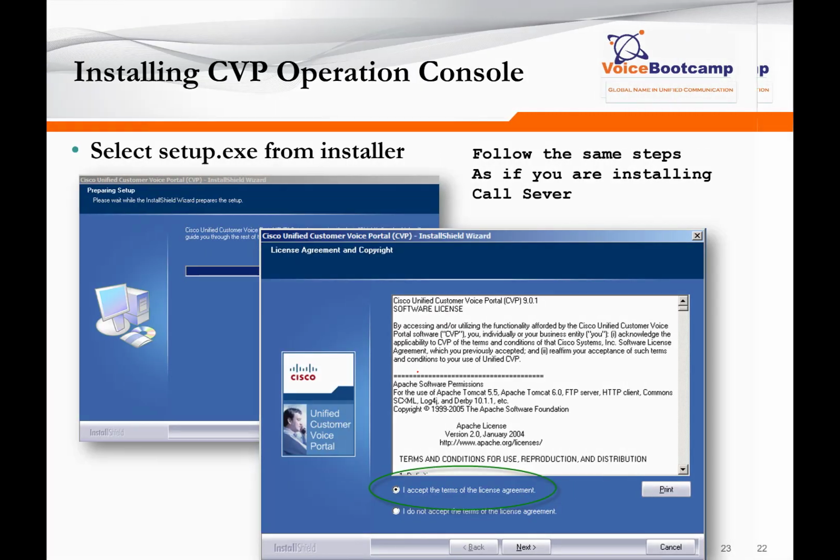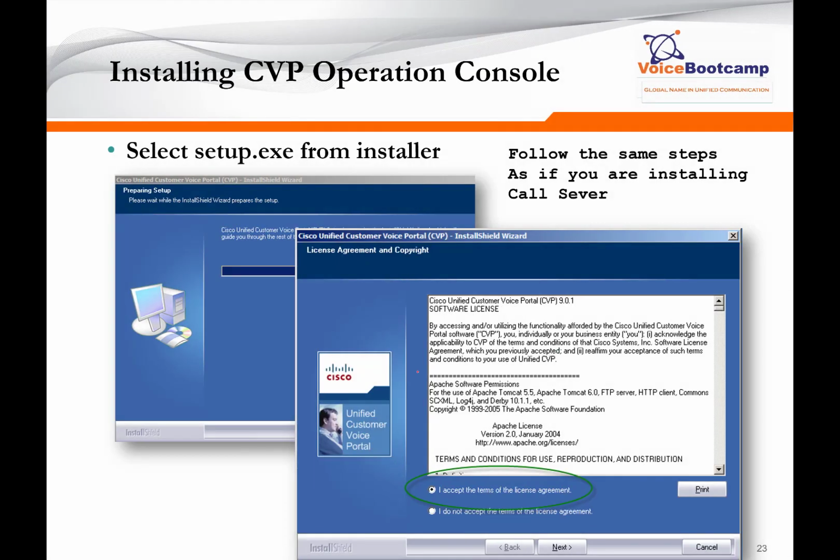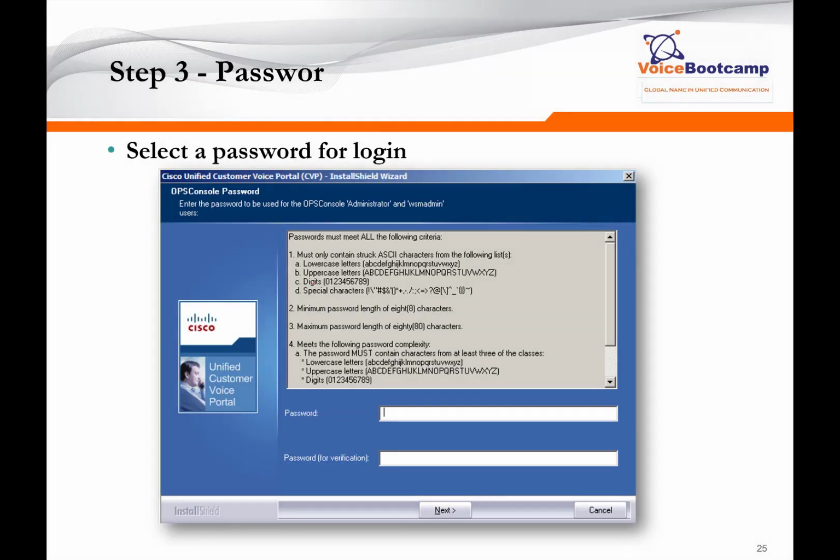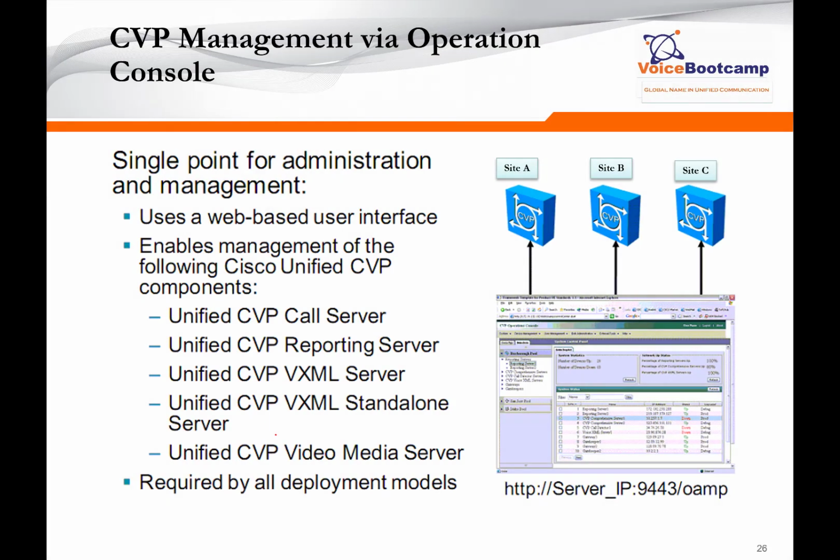On the operation console server, you will also run the setup.exe. You will select the operation console and install the console as it is. Now when you install the operation console, that's the server where you're going to define your password, not on the CVP call server. So you only get to select the password on the operation console server. A single operation console, which is a web-based client, can manage multiple call servers that you have. Now, a CVP server can be managed by only one operation console at a time.